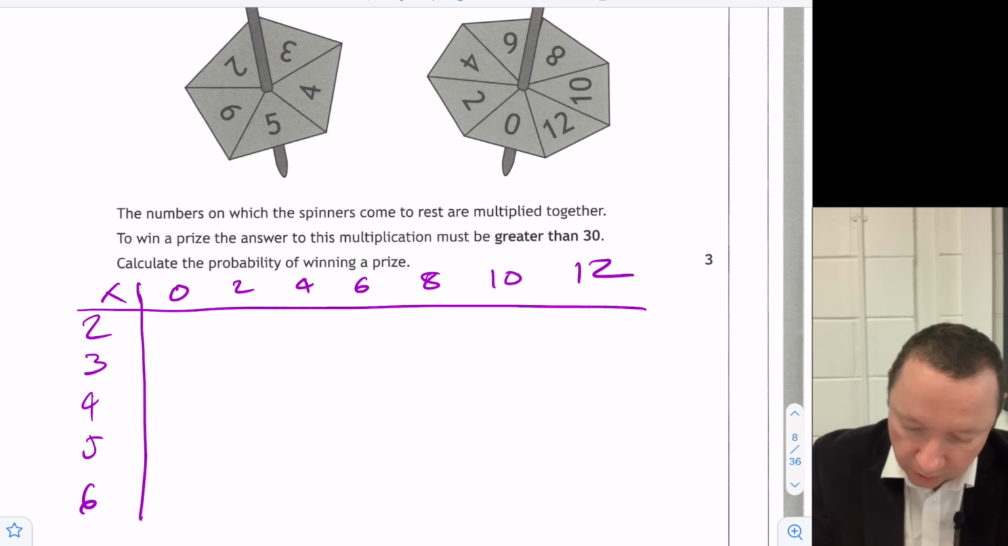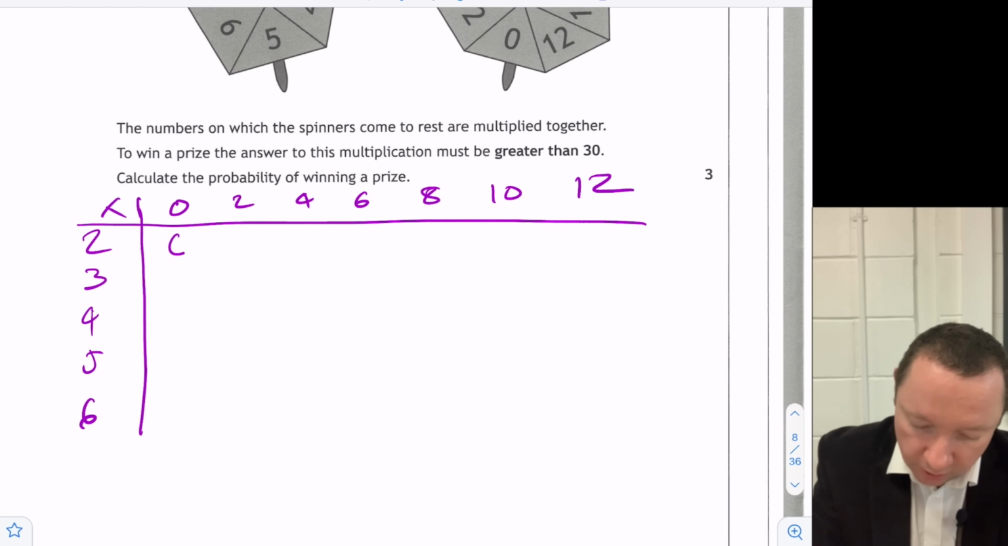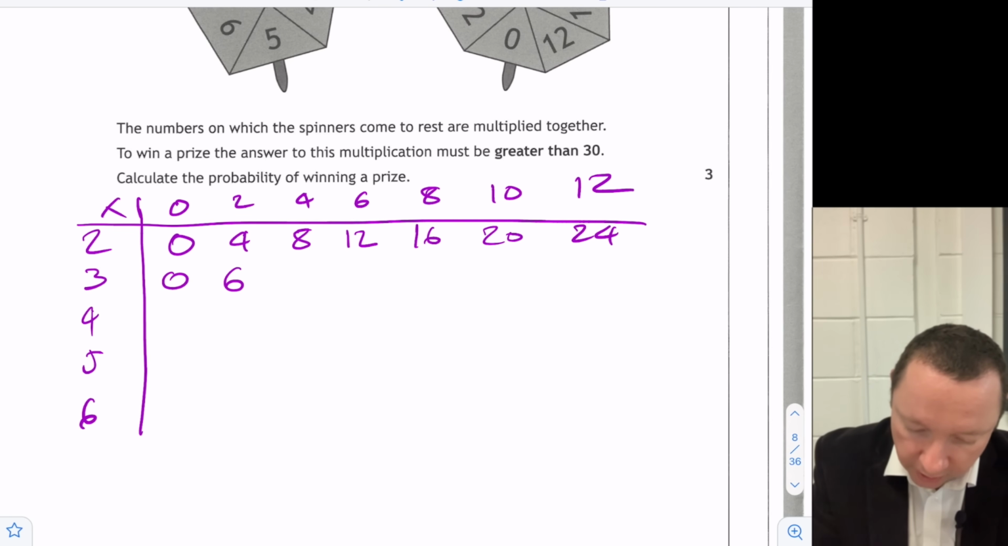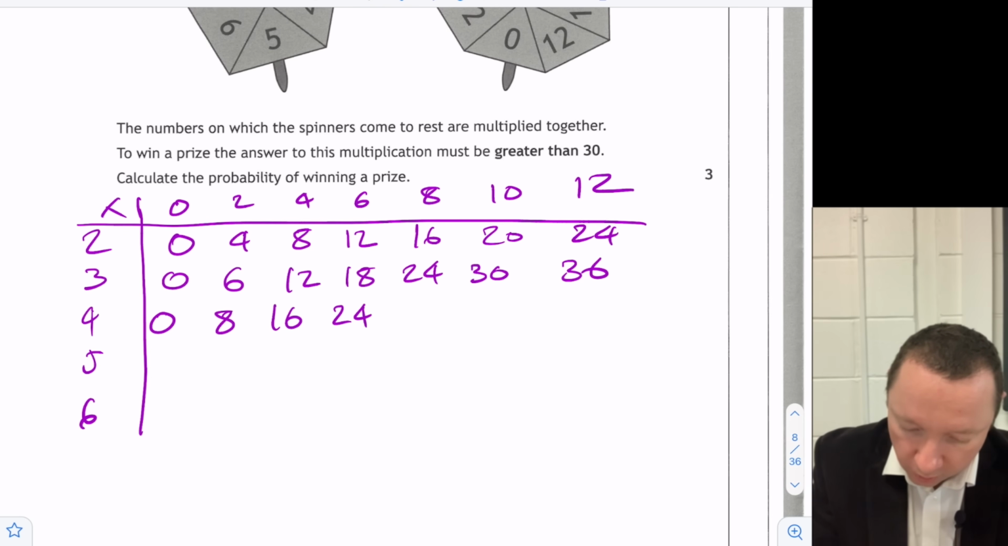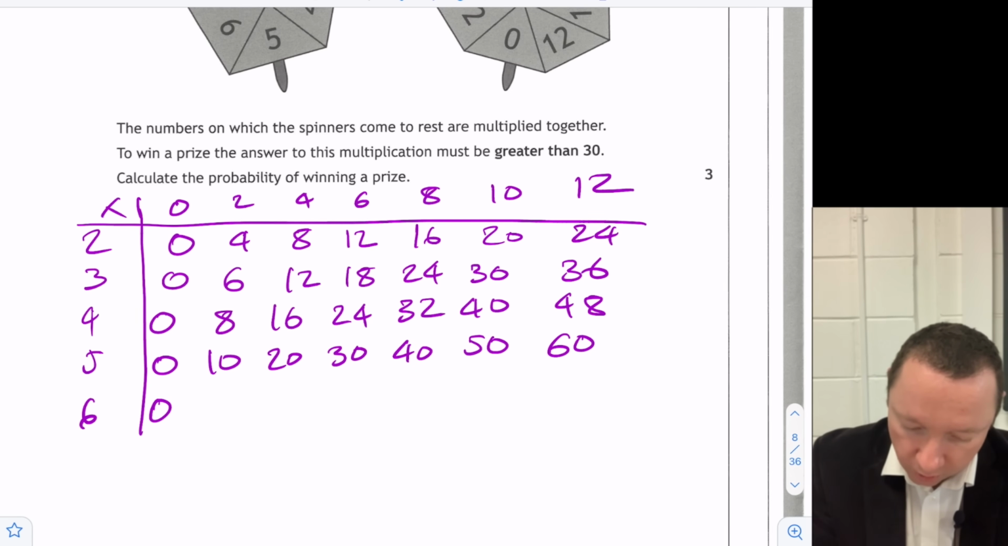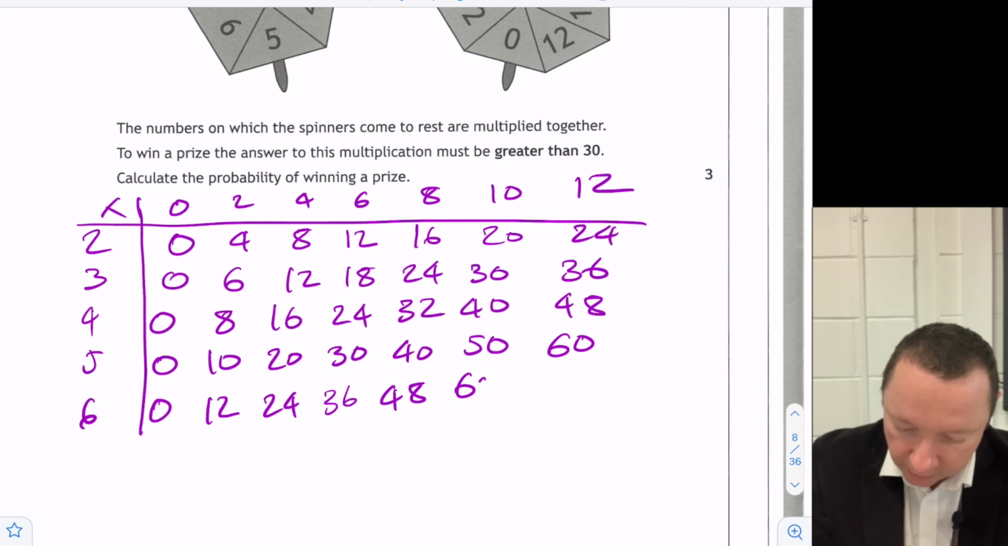We're multiplying all these results together. So we've got 0, 4, 8, 12, 16, 20, 24. 0, 3 2s are 6, 12, 18, 24, 30 and 36, 0, 8, 16, 24, 32, 40, 48, 0, 10, 20, 30, 40, 50, 60, 0, 12, 24, 36, 48, 60 and 72.